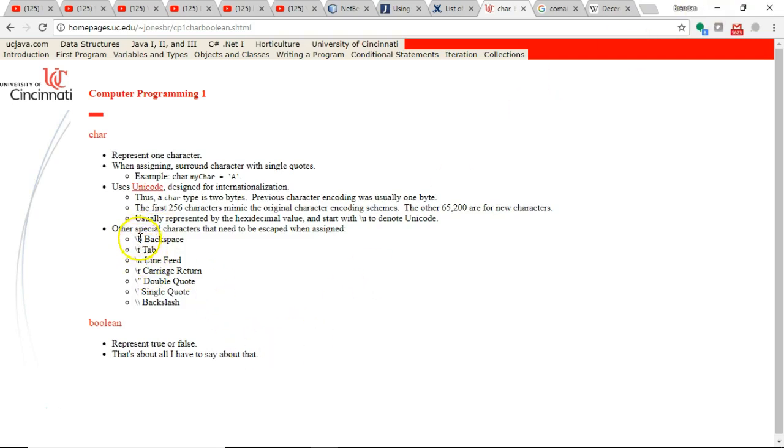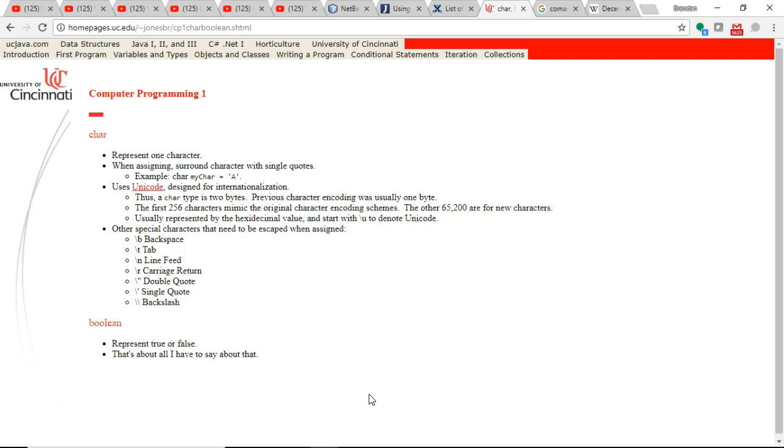There are a couple special characters like backspace, tab, line feed, carriage return. There are a few special characters. We'll take a look at those deeper when we look at strings. Now, one thing I will say, for a char, we want to enclose the value in single quotes, where it's just going to be a single character for a char data type. If we want to store an entire word, we need to use something called a string. So char is just a single character.